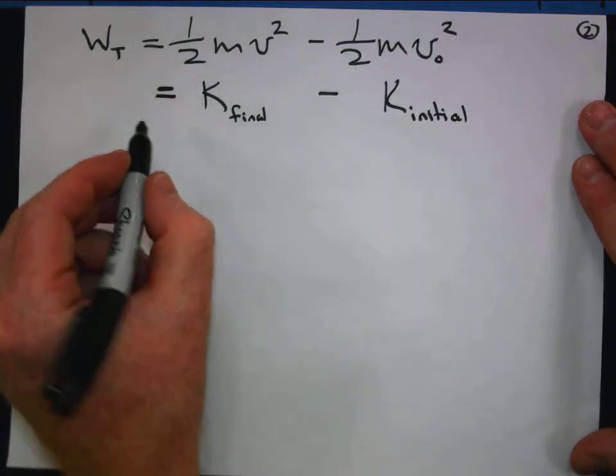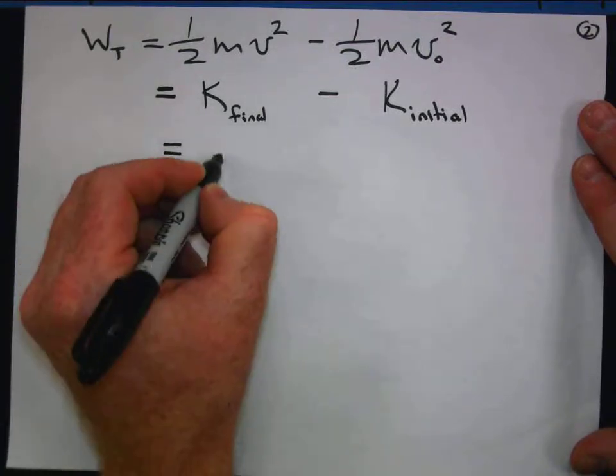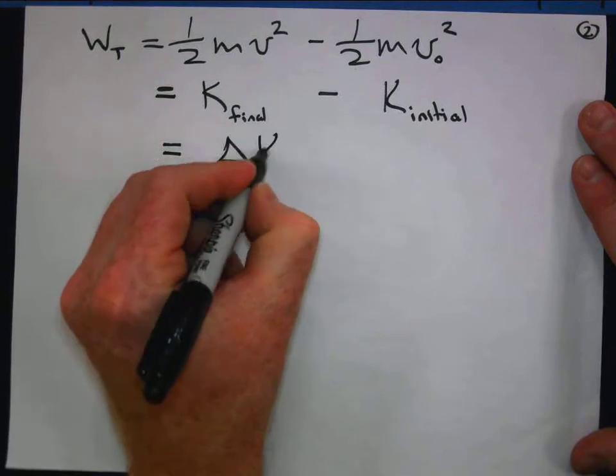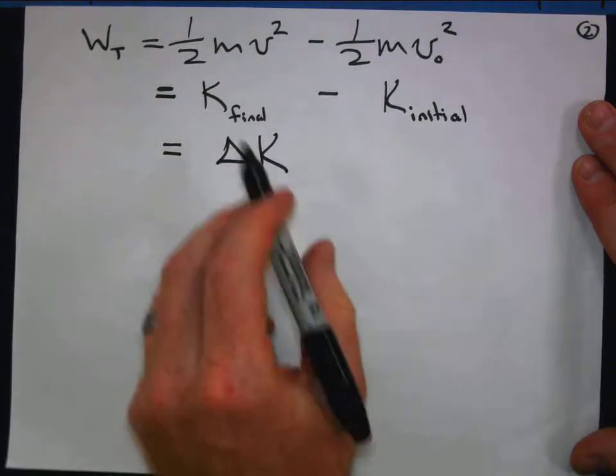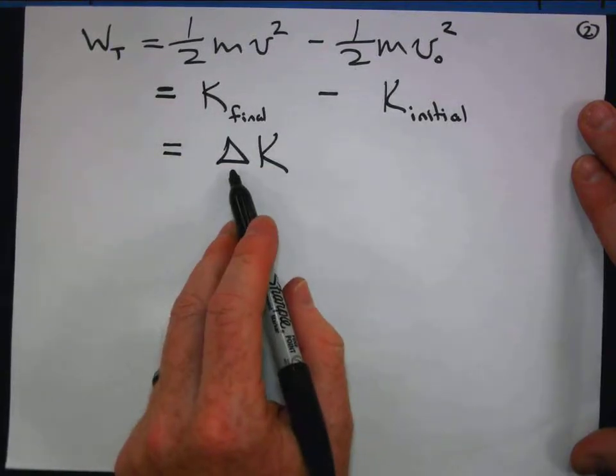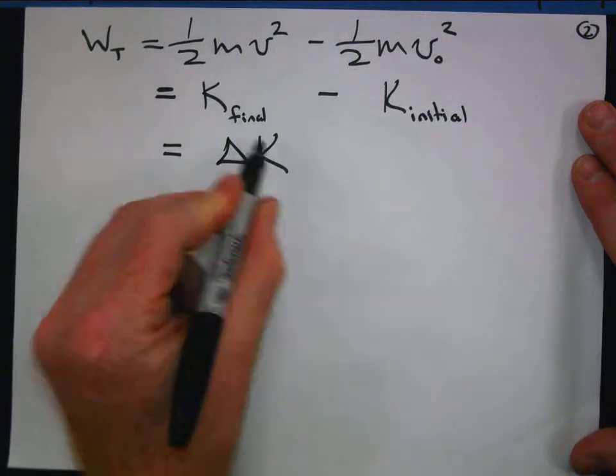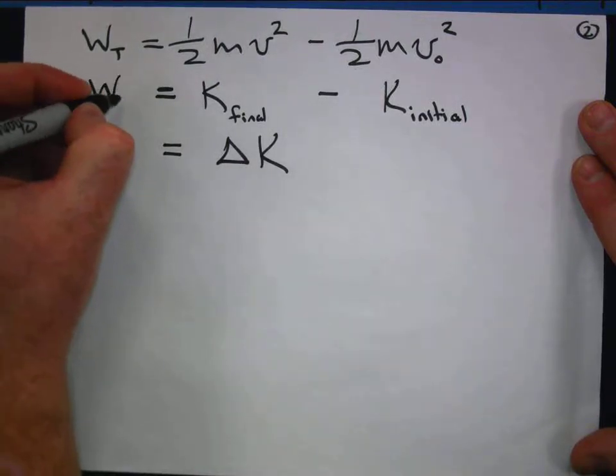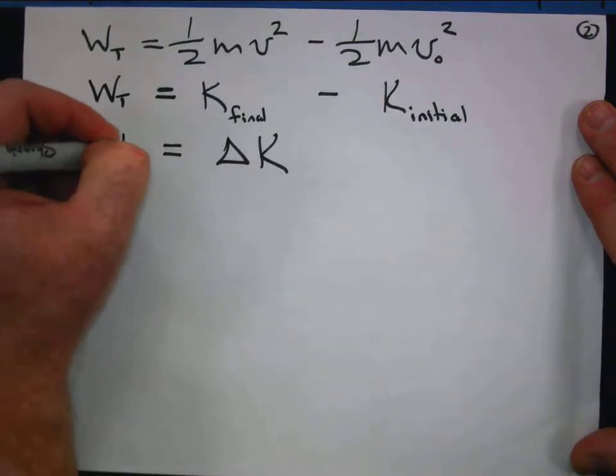So we have created a change in the kinetic energy. Final minus initial of anything is just a change in that quantity. We've created this change in kinetic energy by doing work on the object.